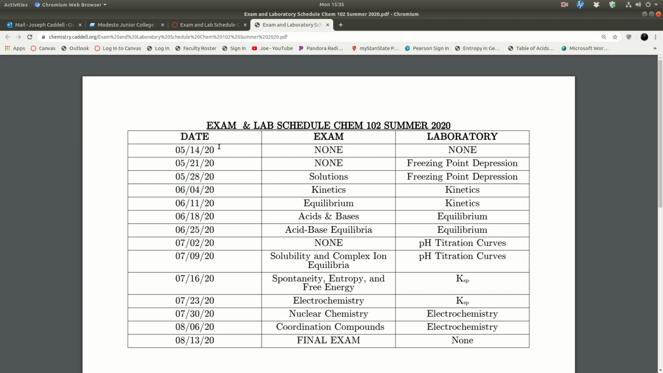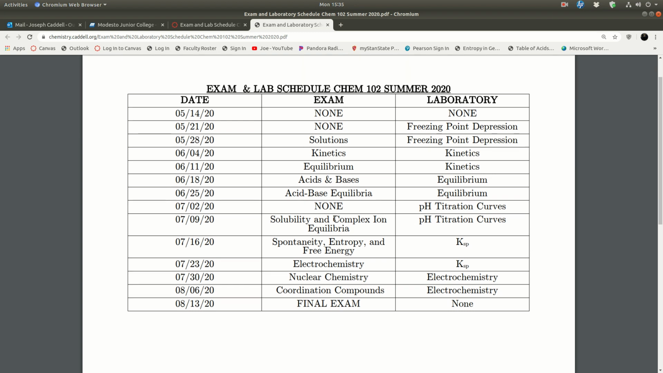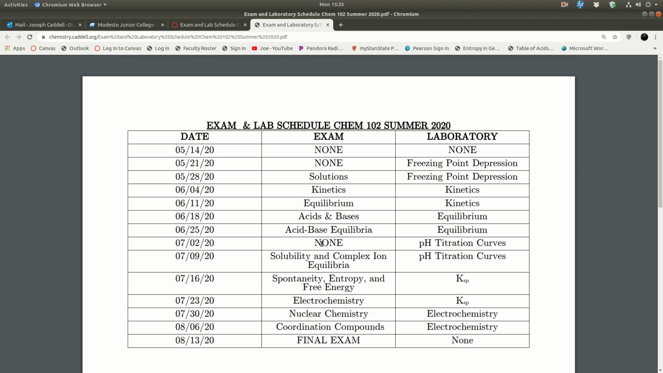This is the first week. No exam, no lab, but absolutely, you guys should get started on that first module because it's not short. There's a lot of work to do. So I gave you a couple weeks to get a running start, but look at this. After next week, again, no exam. I'll talk about the labs here. We start the freezing point depression there. But after that, we have an exam almost every week except for the week of July 2nd. Every other week there's an exam.